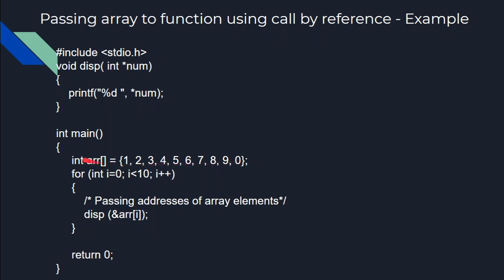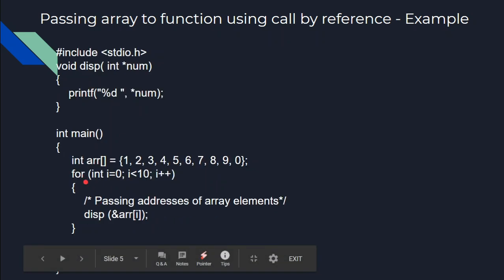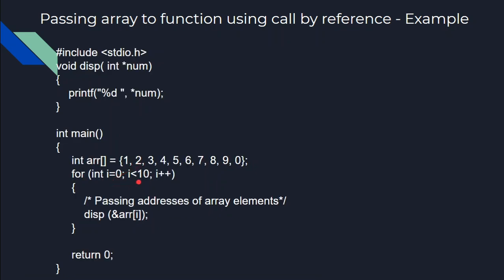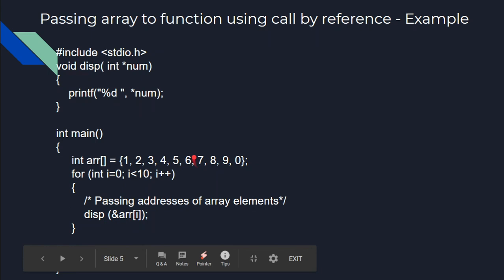It is defined by int, and then with the same logic we are just displaying all the values of the array. So we are using a for loop: for int I is equal to 0, I less than 10, I plus plus. Disp is the function name. What to display? The ampersand array of I. That means when I is equal to 0, 1 will be displayed. When I is equal to 1, 2 will be displayed. When I is equal to 3, 3 will be displayed, and so on till all the 10 numbers are displayed.